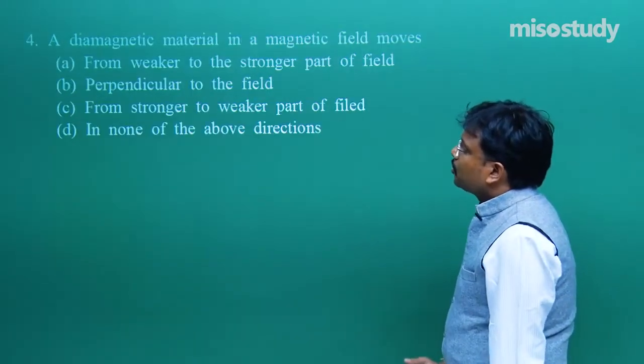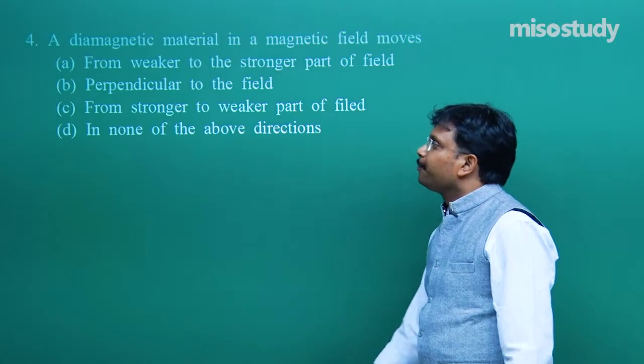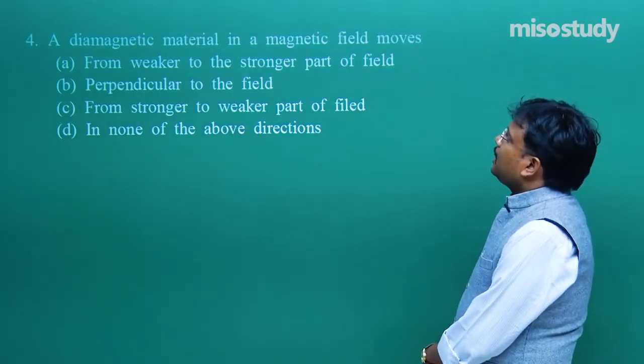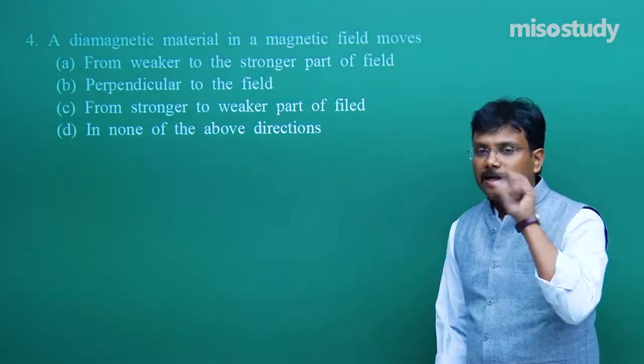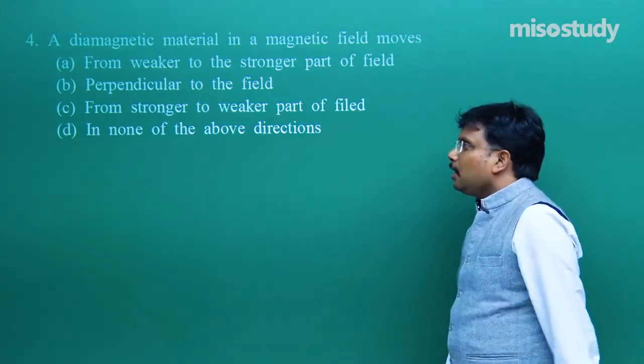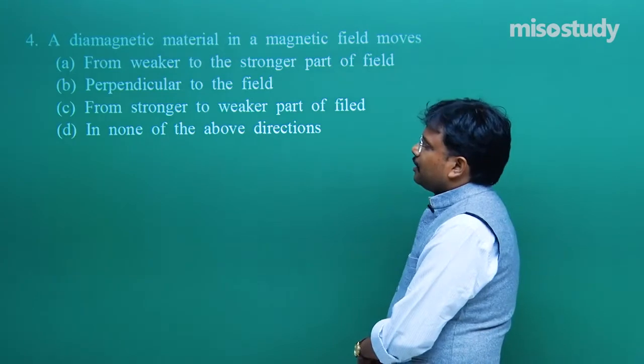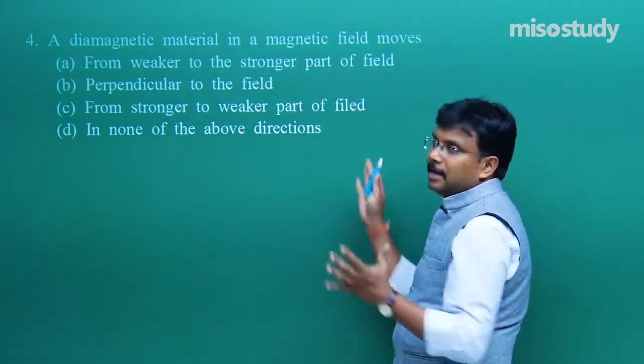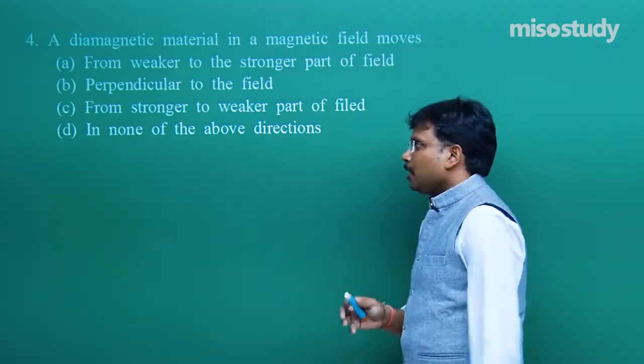Then comes question number 4. A diamagnetic material in a magnetic field moves in which direction? Now here you know that the correct answer is C, from stronger to weaker, but I think I should explain in totality this particular concept.